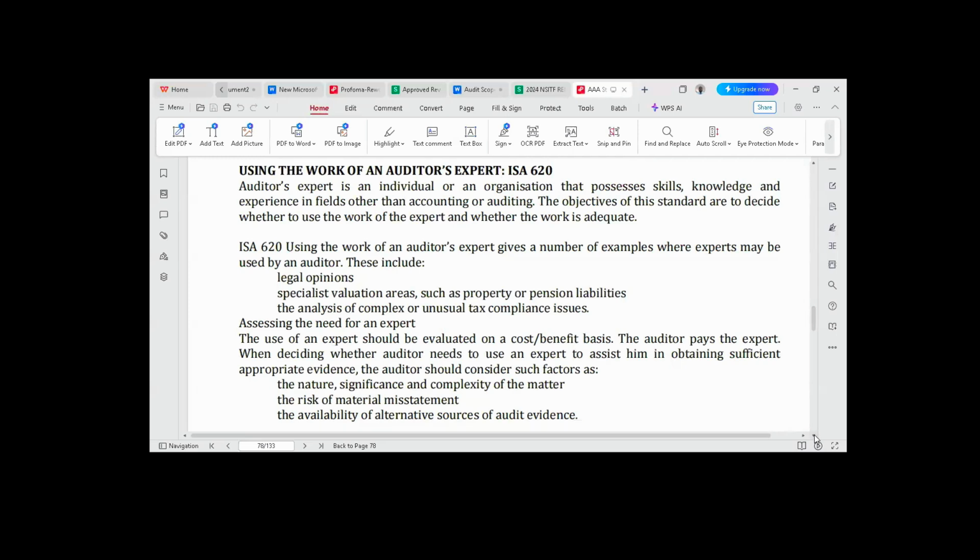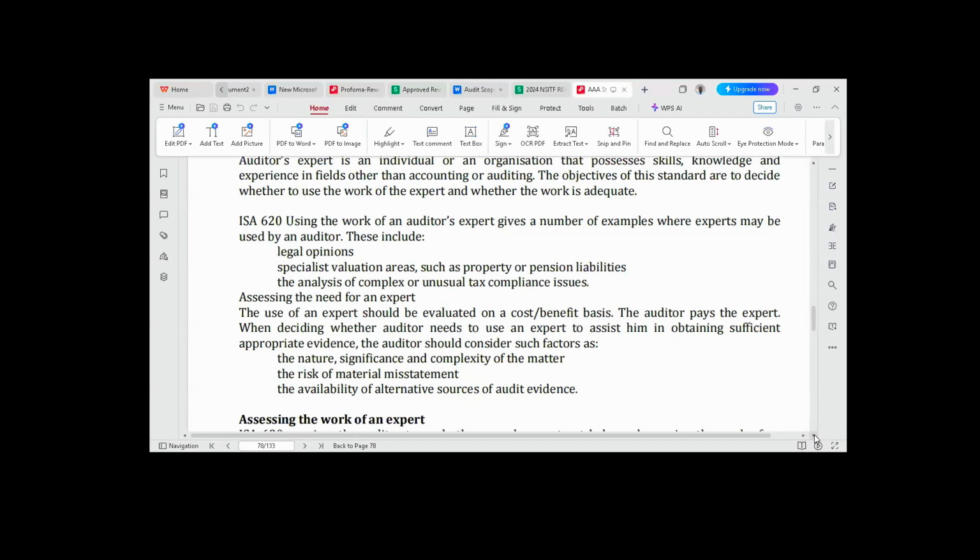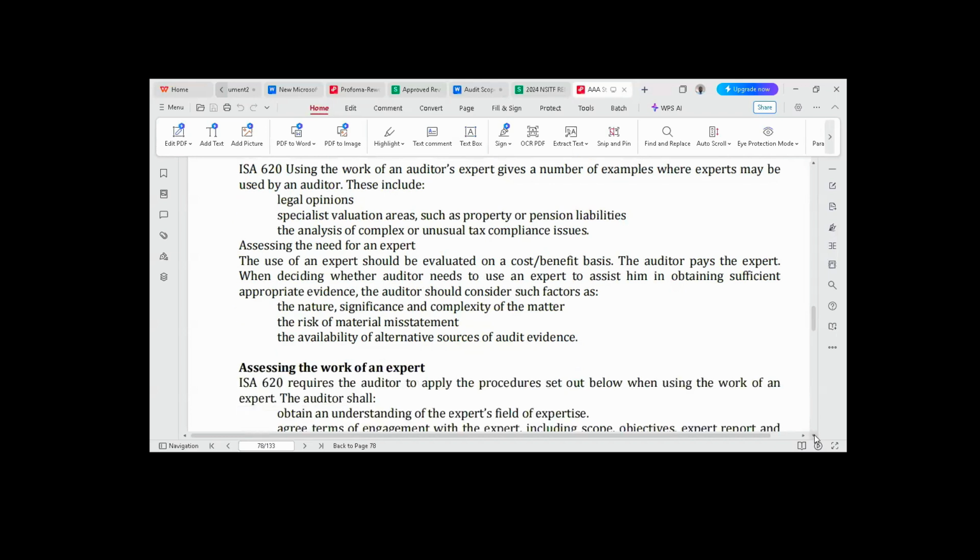Okay? Then another factor that the auditor will need to consider when trying to assess the expert is to understand the availability of alternative sources of audit evidence. It should not be stereotyped. You should be able to have other alternatives to corroborate whatever you have gotten from the client. Remember, when we talk about methods of obtaining audit evidence, we talk about what? External confirmation. There is some information you get from the client, you need to what? Corroborate them.